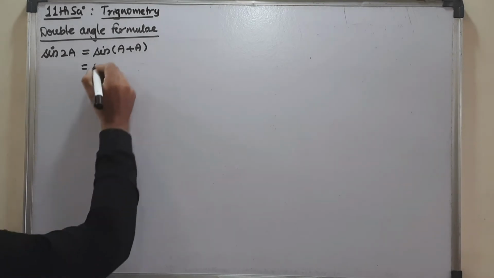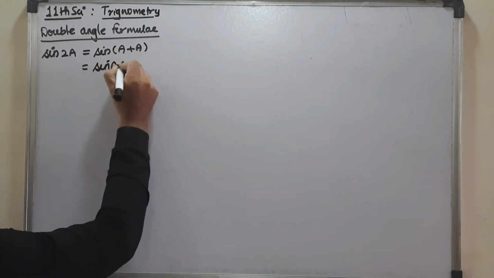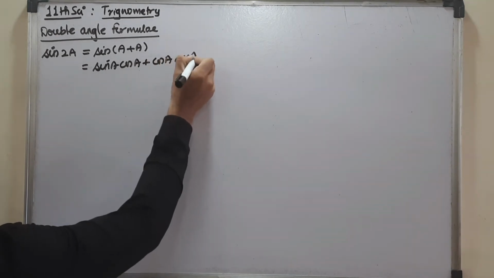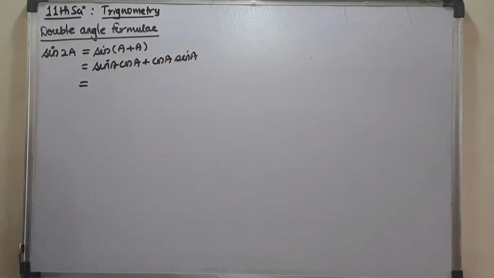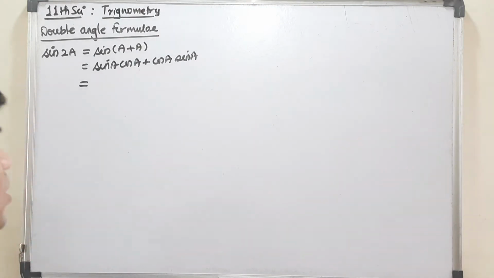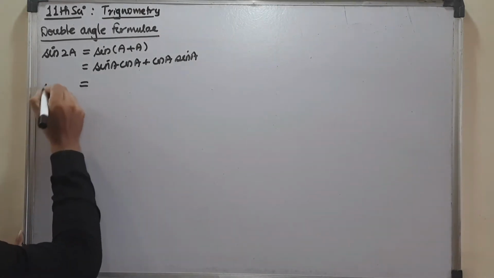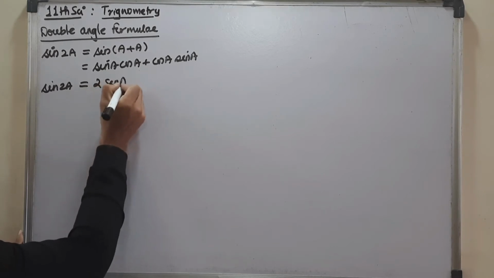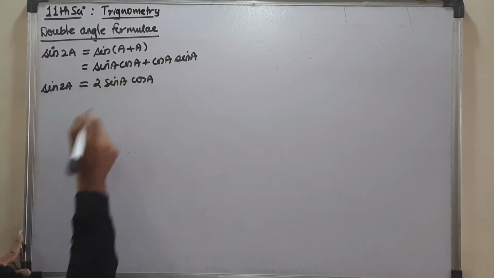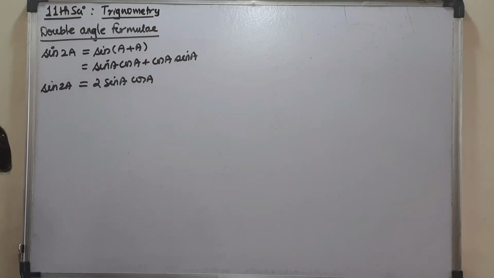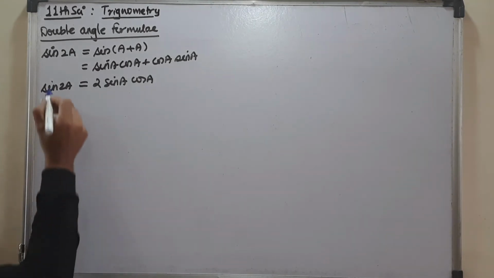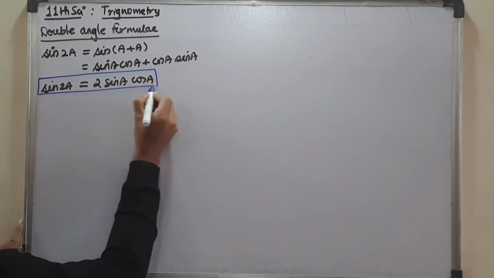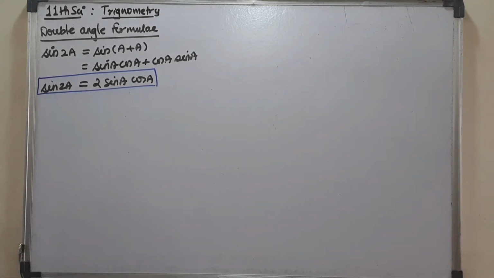Sine A plus B formula was sine A cos B plus cos A sin B, but the angle is the same. So it is sine A cos A plus cos A sin A, that is 2 times. So sine 2A becomes 2 times sine A cos A, right? So this is the formula of sine double angle: sine 2A is equal to 2 sine A cos A.